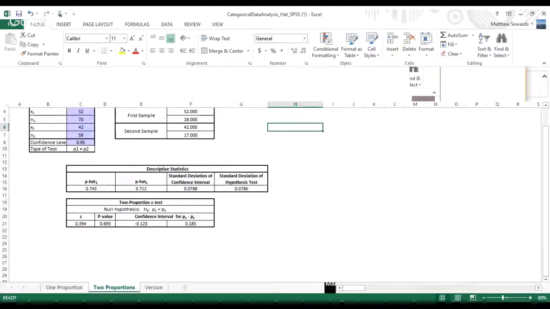So negative 0.123 for the lower. Oh, point estimate for the 95% confidence interval. Is that the negative 0.123? Or is that the lower bound? No, the lower bound. I didn't read the question. I have to go back, and I don't know the margin of error. You do have to do it by hand.